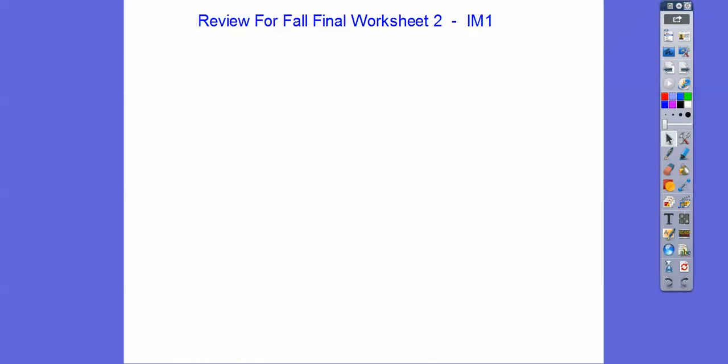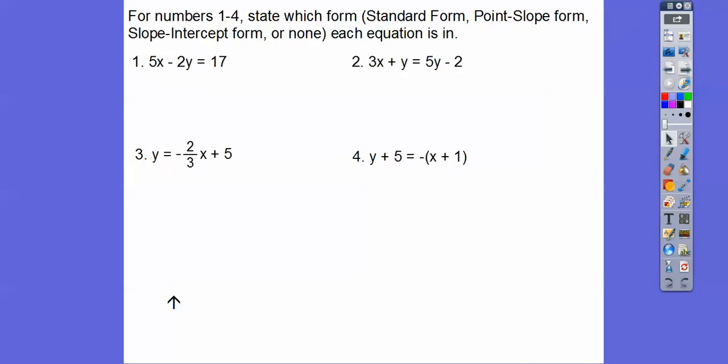Hey folks, this lesson is to get ready for your upcoming Integrated Math 1 final. This is our second review worksheet that mimics your final, the types of questions that go on your final, okay? All right, so state which form, whether it's standard form, point-slope form, slope-intercept form, or neither, each equation is in, okay? So here we go.